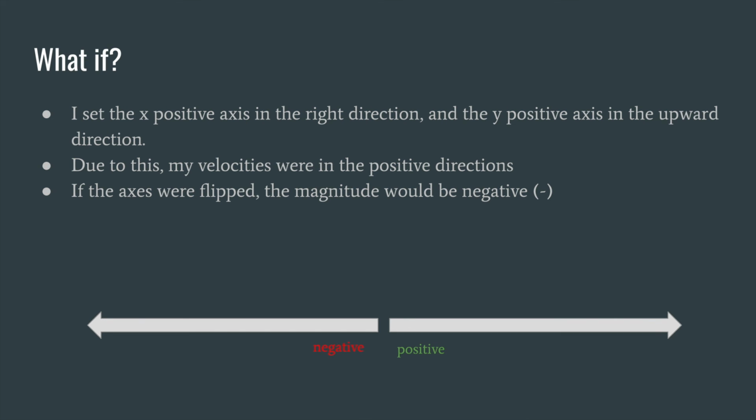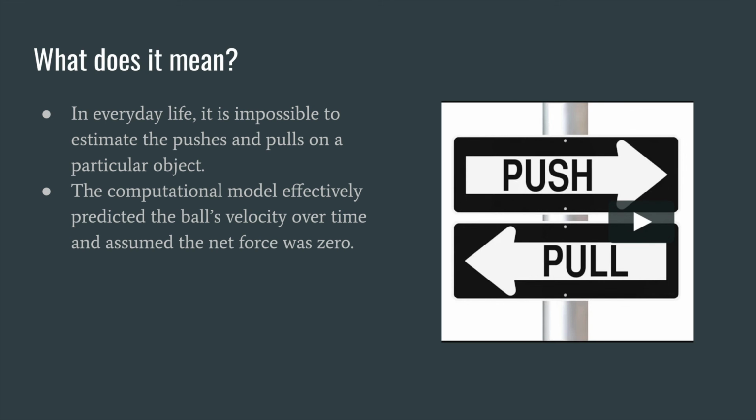I set the x positive axis in the right direction and the y positive axis upward. Due to this, my velocities were in the positive direction because they went to the right. If the axes were flipped, the magnitude would be negative. So what does this mean? In everyday life, it's impossible to estimate the pushes and pulls on a particular object, and the computational model effectively predicted the ball's velocity over time and assumed the net force was zero. Thank you.